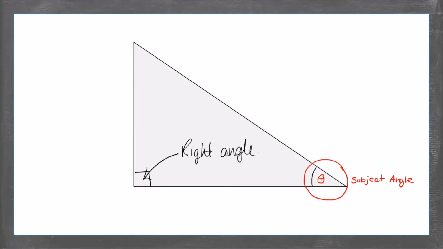So we have a subject angle. We also have a right angle that is different. So we're going to label our sides relative to these two. Now, some of the names will be the same. And as you remember from your last lesson, the side across from or opposite the right angle is always the hypotenuse. So that hasn't changed.